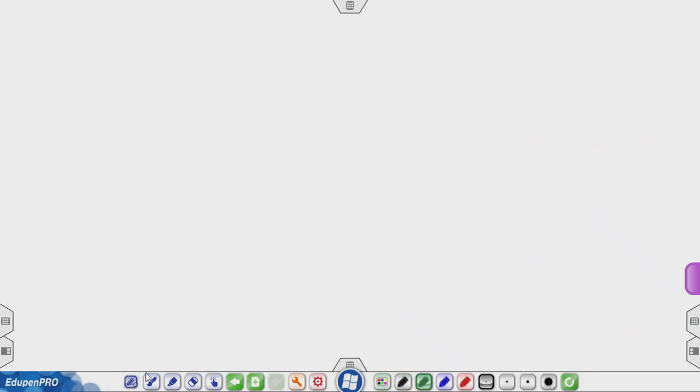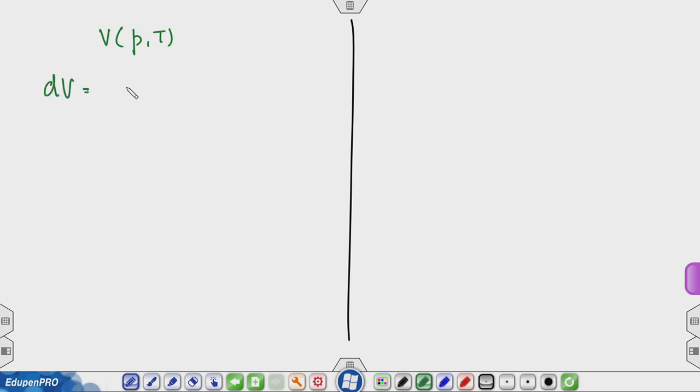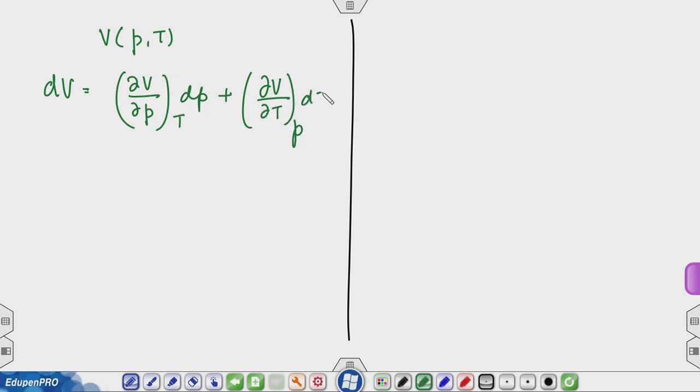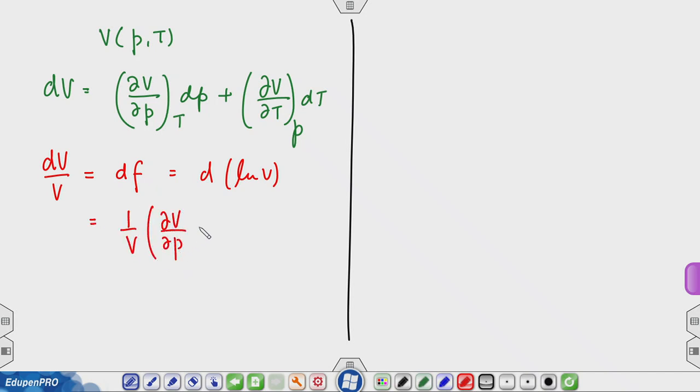So, let me go to the next slide and write this whole thing again. We are taking v as a function of p and T and I am writing dv is equal to the partial derivative of v with respect to p at constant temperature dp plus the partial derivative of v with respect to T at constant pressure dT. Divide both sides by v to get dv over v, which I am saying is a perfect differential because this is d of log v. And this is equal to 1 over v dv dp at T dp plus 1 over v dv dT at constant pressure dT.